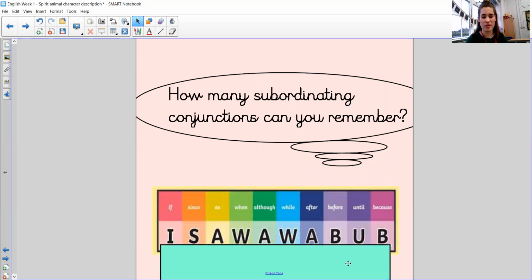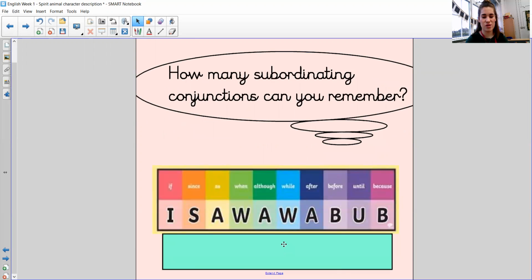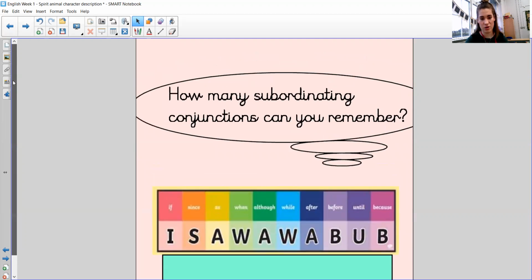Hopefully then we've got a few of these. So our subordinating conjunctions are if, since, as, when, although, while, after, before, until, or because. Now, these aren't all of the subordinating conjunctions. There are lots and lots, but these are some of them, and these are some that we have used before as well. If you want to use different subordinating conjunctions, if you want to do a bit of research, you're welcome to find some more, but these are the ones that we're going to use today.